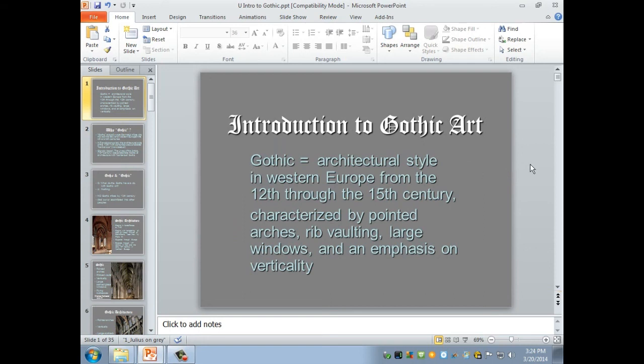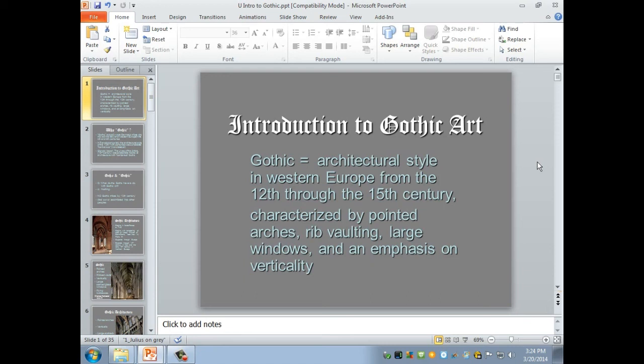We're now going to start talking about Gothic art. And I want to give you an introduction to Gothic art, to explain some of the terminology, show you some of the characteristics of the architecture that you'll soon be seeing.